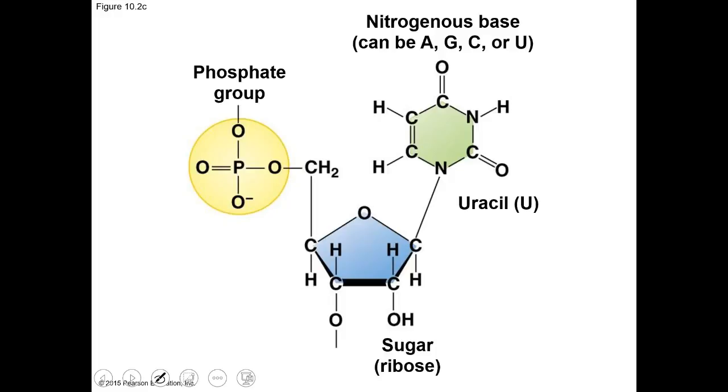Okay, so here's our difference. Again, phosphate group. Again, nitrogenous bases, but with a slight difference of uracil, the U. And then the sugar is still a 5-carbon sugar, but it's a ribose instead.